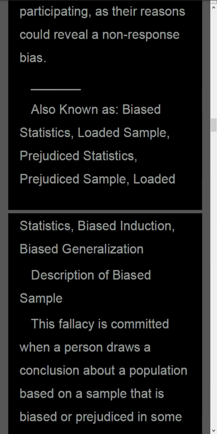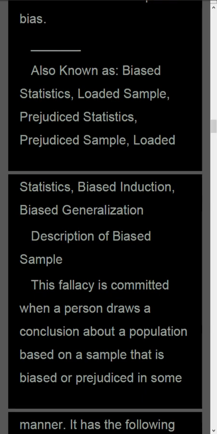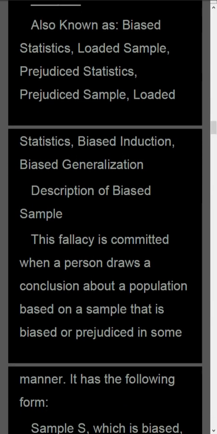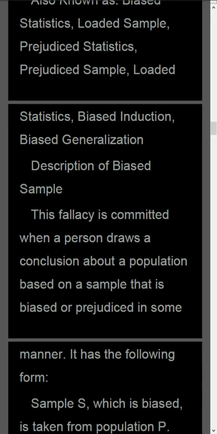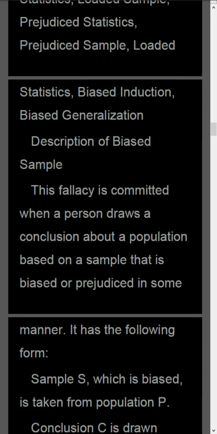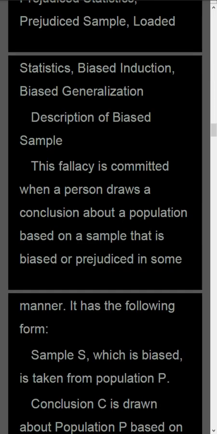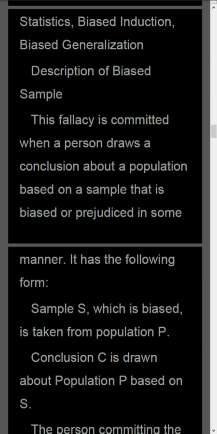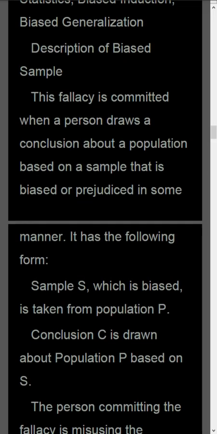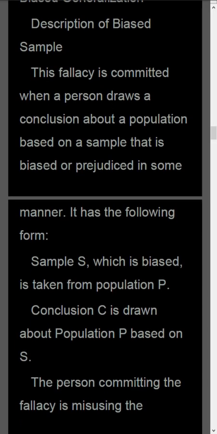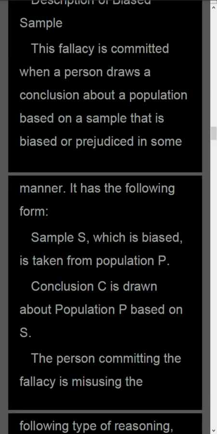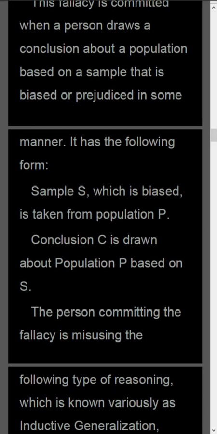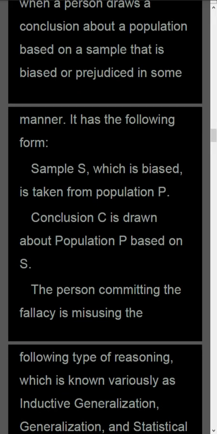bias. Also known as biased statistics, loaded sample, prejudiced statistics, prejudiced sample, loaded statistics, biased induction, biased generalization. Description of biased sample. This fallacy is committed when a person draws a conclusion about a population based on a sample that is biased or prejudiced in some manner. It has the following form. Sample S, which is biased, is taken from population P. Conclusion C is drawn about population P based on S.